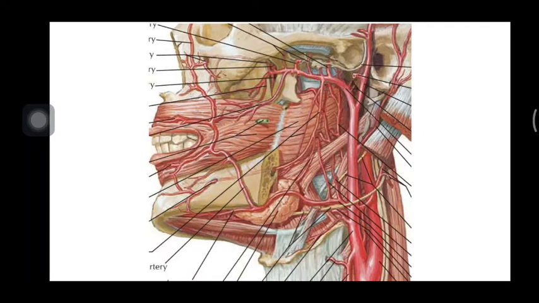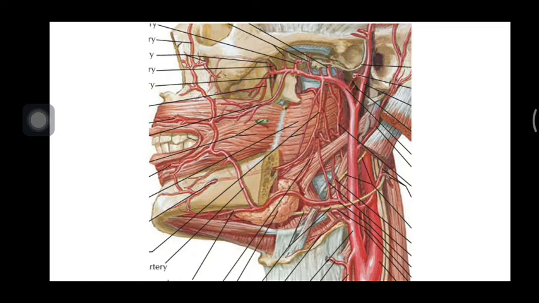Next branch is the tonsillar artery. The tonsillar artery arises distal to the ascending palatine artery and they ascend and pierce the superior constrictor muscle at this region. And the tonsillar artery is the principal arterial supply of the tonsil.